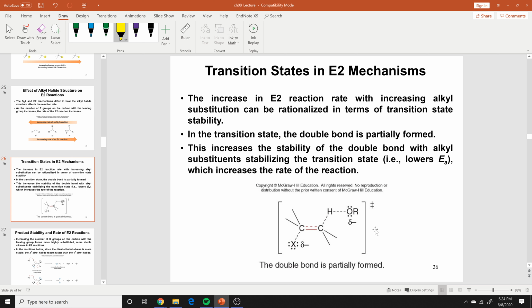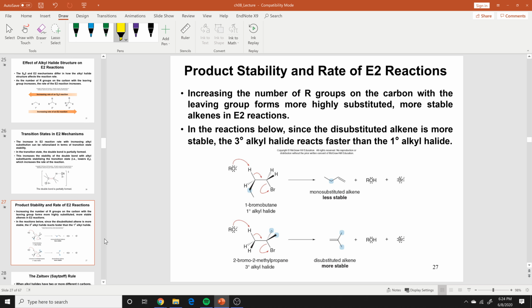For the transition state of the mechanism, the transition state has to lead to the most stable product. So if you have different types of beta hydrogens, each one is going to have its own transition state. Let me have an example over here.